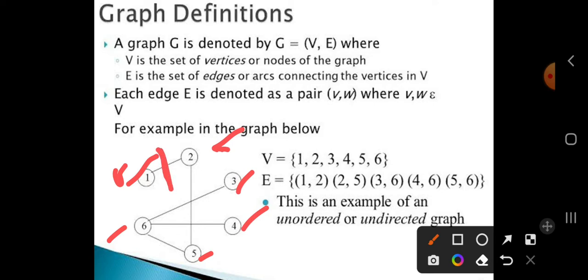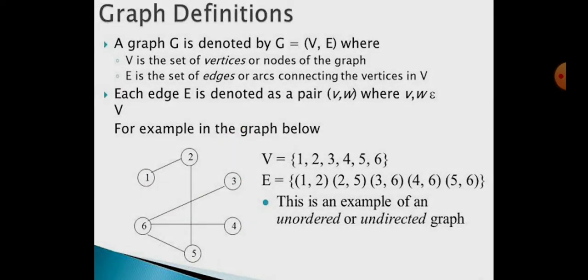We have 2 and 5 as vertices, and in order to combine them we use this line, which becomes an edge. We have 6 and 3 as our vertices, and in order to combine them we use an edge like this. Every path or line which connects two vertices is called an edge. These are a few descriptions that will help you understand what a graph actually is.